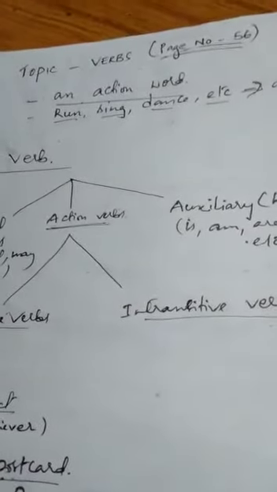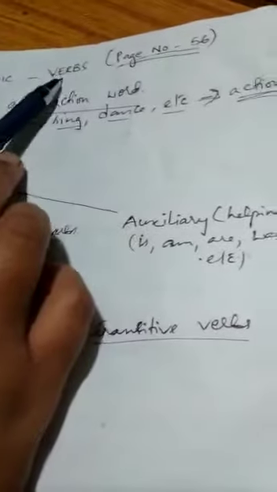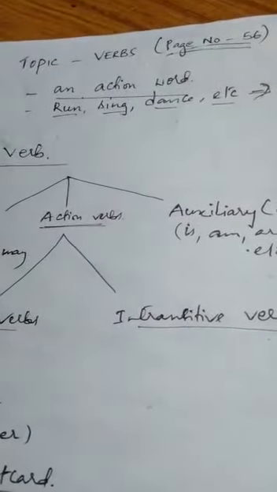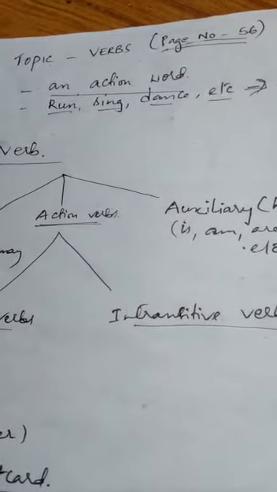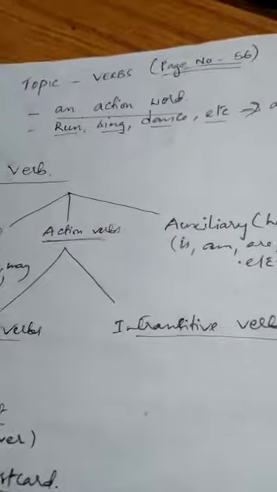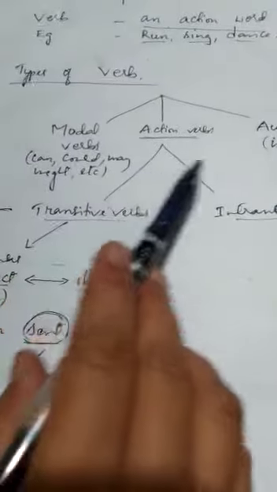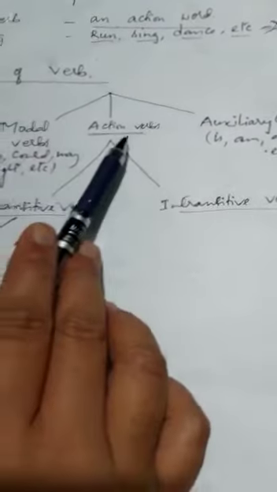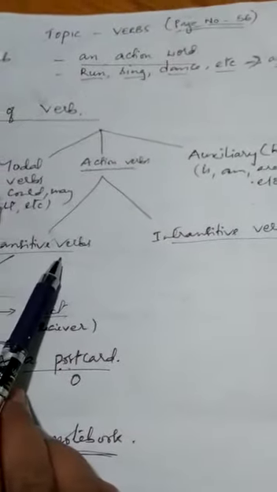So even today, we will be continuing with the topic verbs. Now, in our previous video lesson, we have learned about transitive verbs under the topic verbs. We have learned about the types of verbs that we have. So under the action verb, we have learned what transitive verbs are, right?